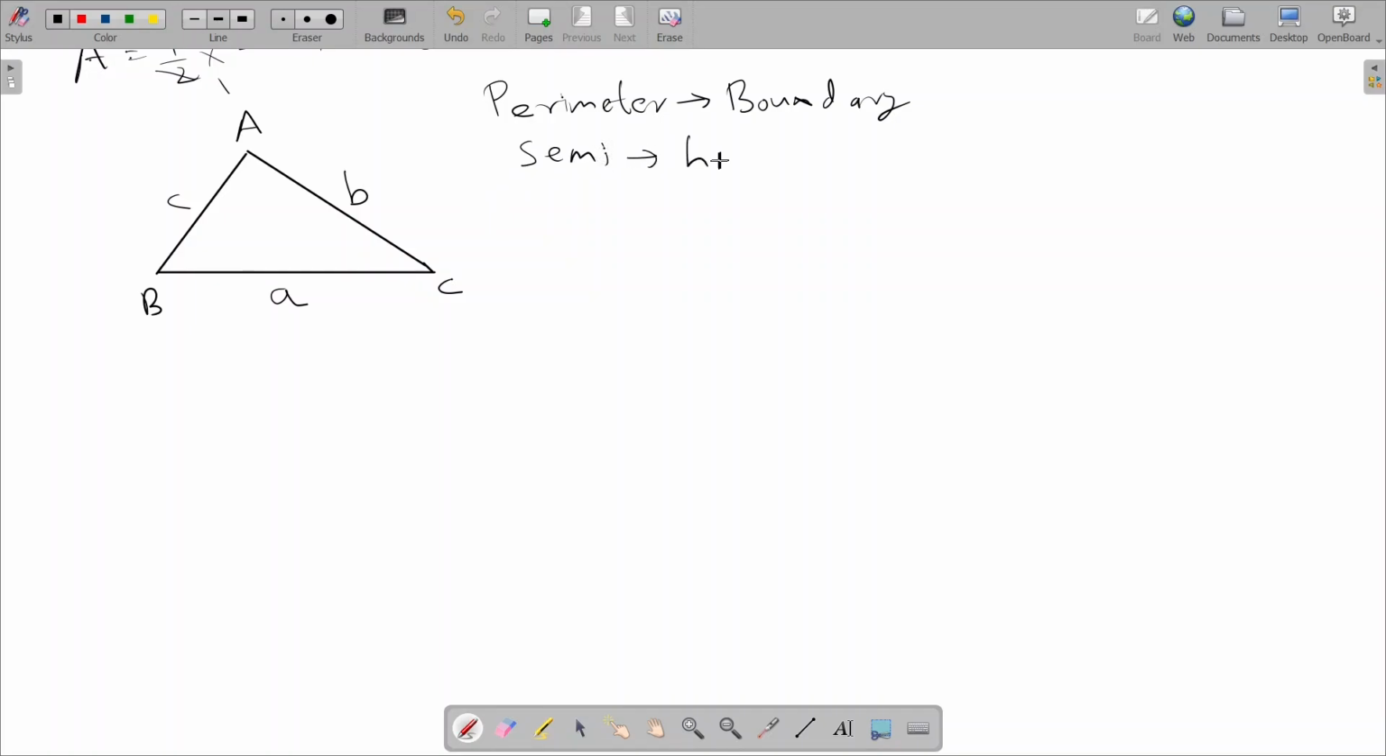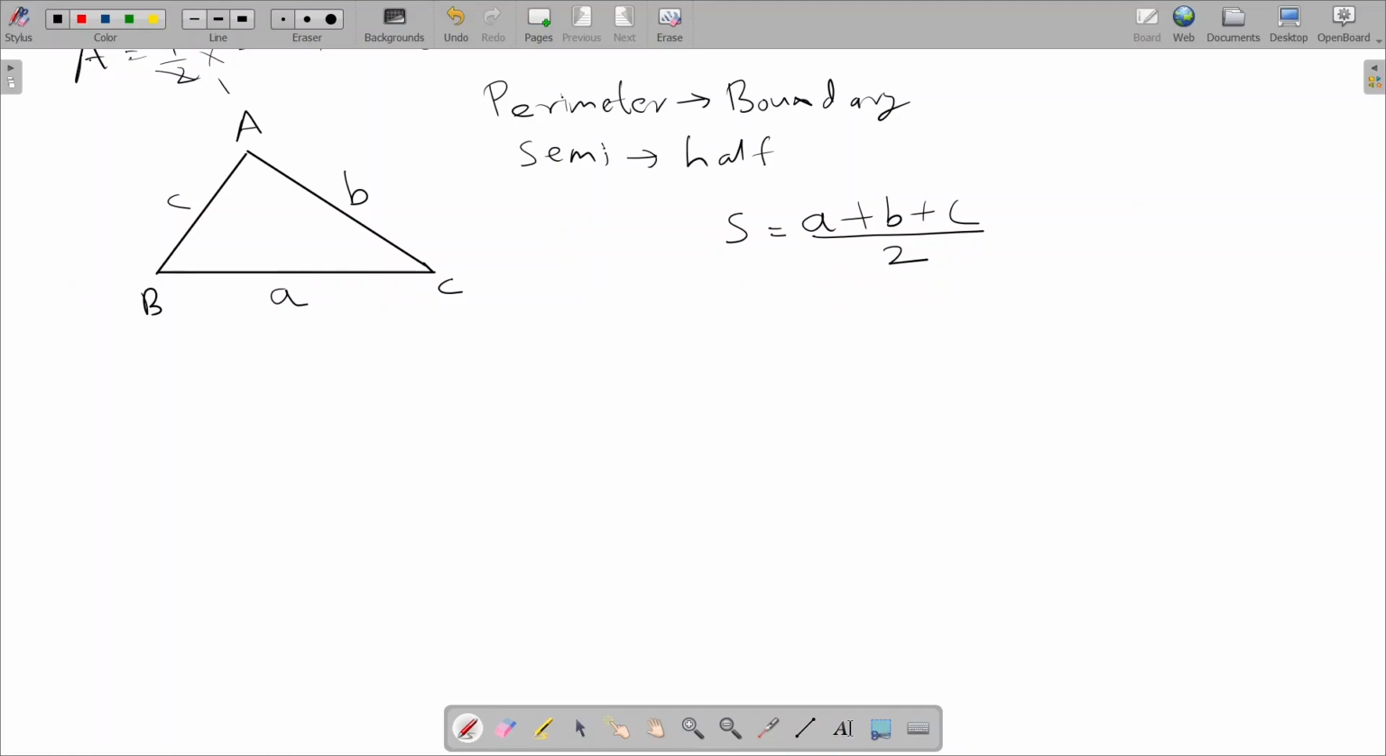Semi means half. If I find the perimeter of the triangle, the perimeter will be what? a plus b plus c. If I add all the lengths, I will get the big line which I had drawn before. So first you have to find the semi perimeter. S stands for semi perimeter. Semi means half. Half means what? Divide by 2. So you will get the semi perimeter of the triangle, which is (a plus b plus c) upon 2.